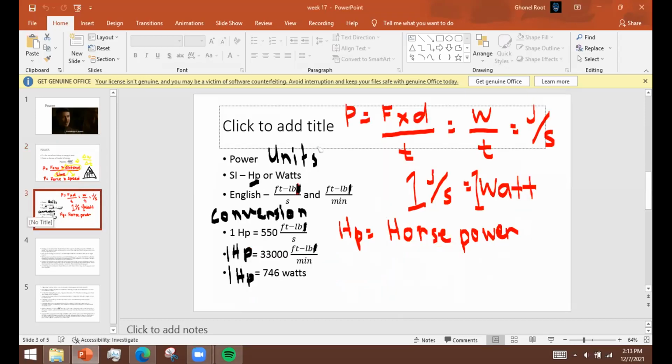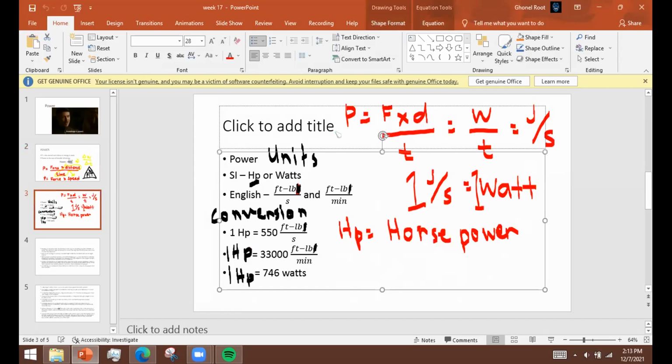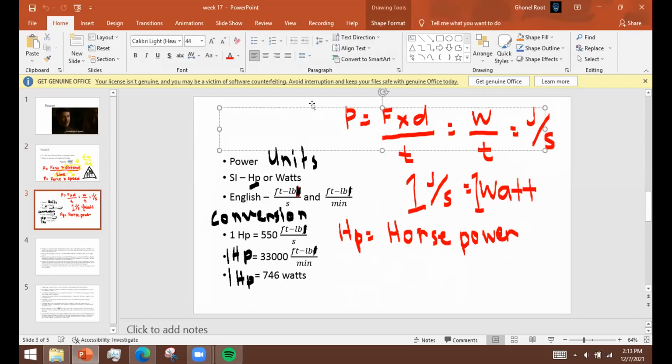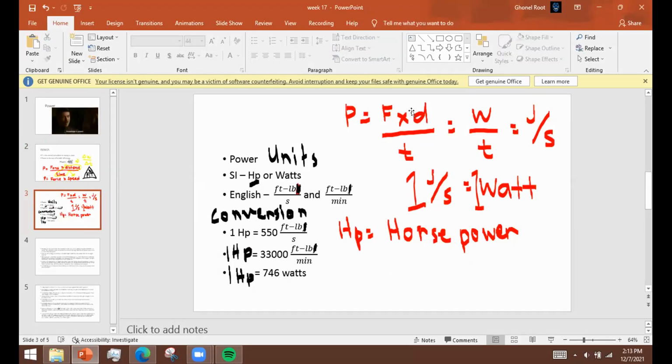Next are the units that we have. Okay? So, first, check the red color first.